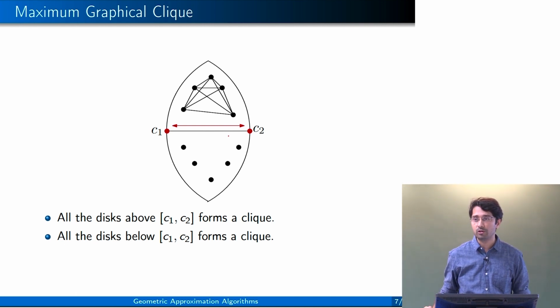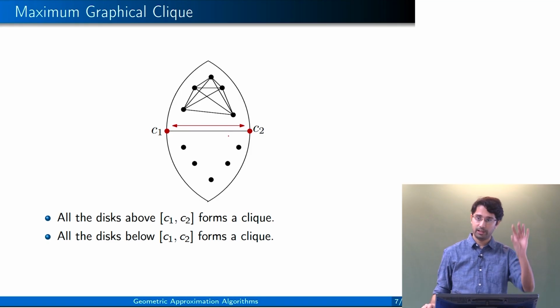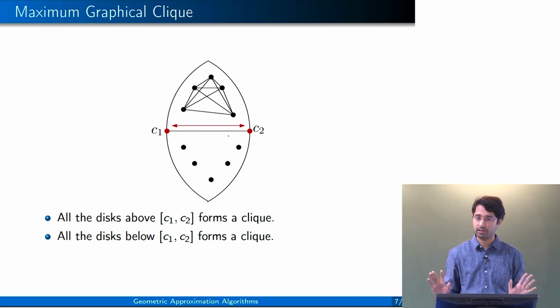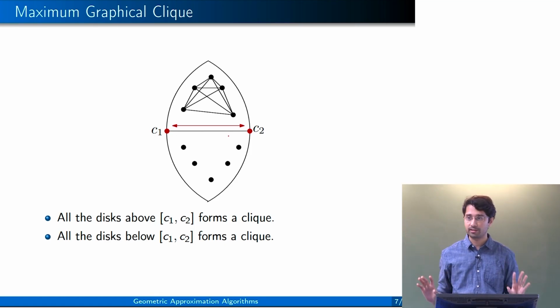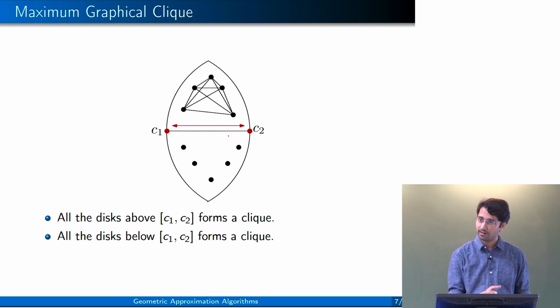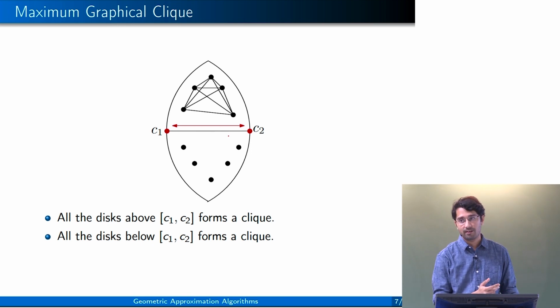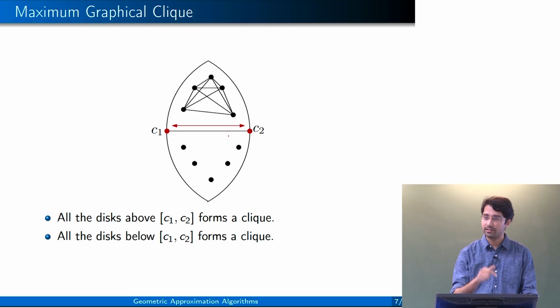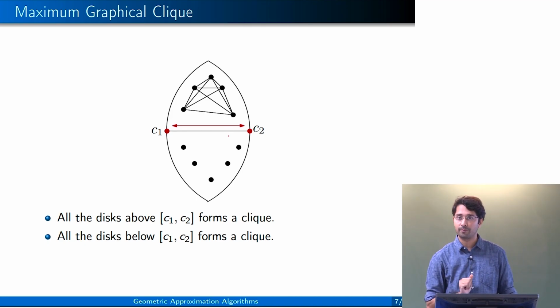Does this graph class look familiar? May not be. What I have is clique 1, clique 2, and there might be some edges going from one side to the other. Have you seen something like this? Bipartite? What is a bipartite graph? I can divide it into two independent sets. So, this is not a bipartite graph, but, very good, this graph is the complement of a bipartite graph.